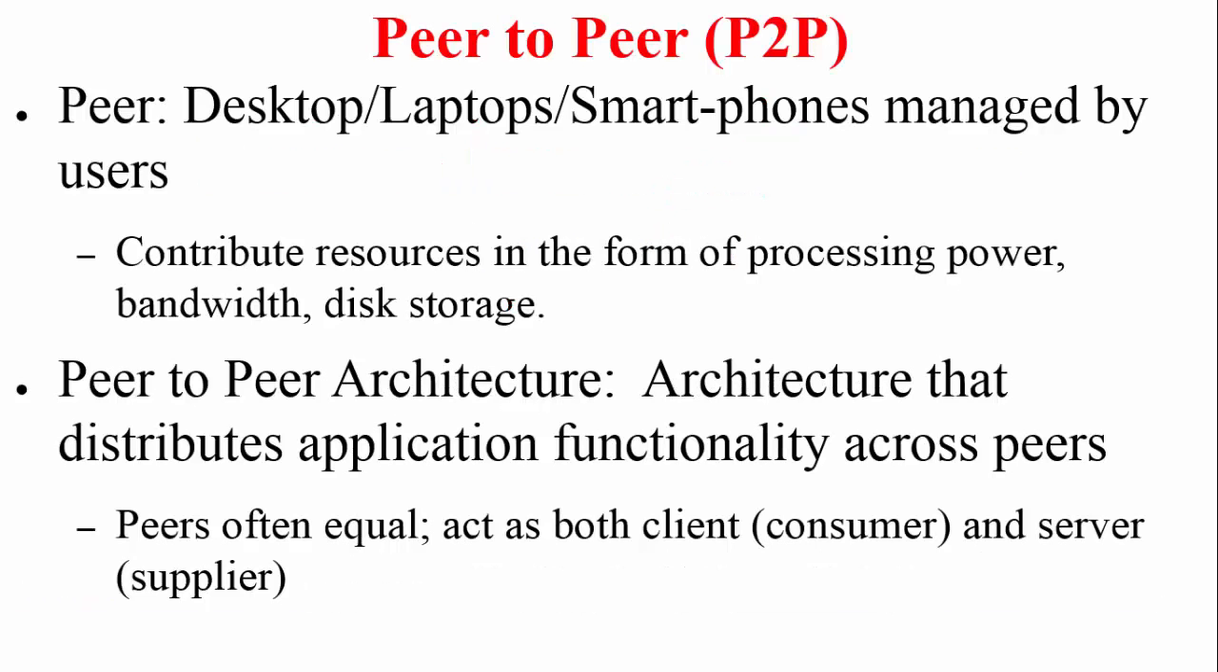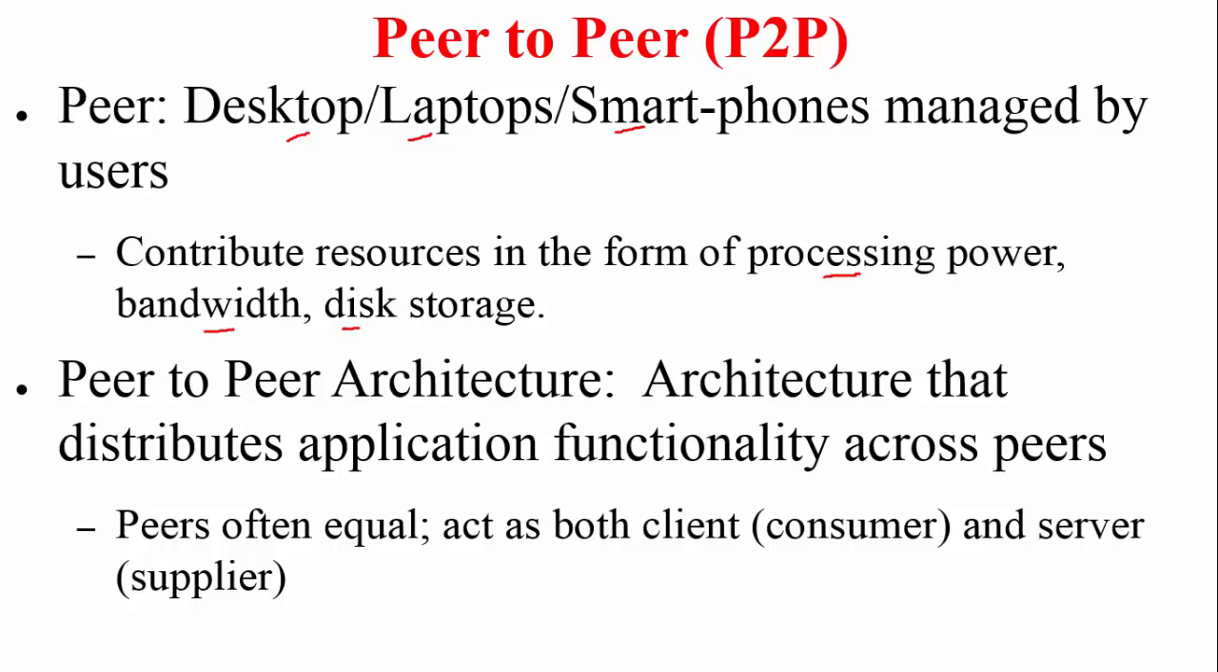So we have been saying peer-to-peer, peer-to-peer. What is this peer? A peer is nothing but a user device like a desktop or a laptop or a smartphone. So these are the devices that are managed by users. And what do they contribute? They can contribute resources in the form of their computational power, that is the processing power, the bandwidth, the link speed that they are connected to, as well as disk storage.